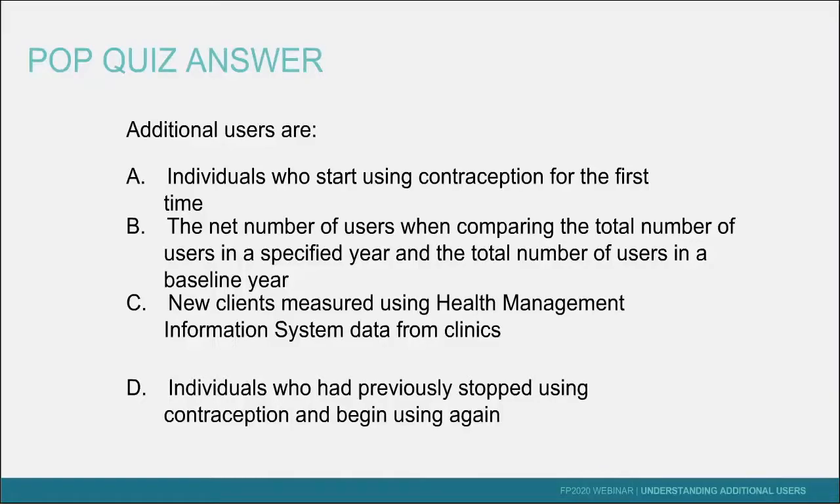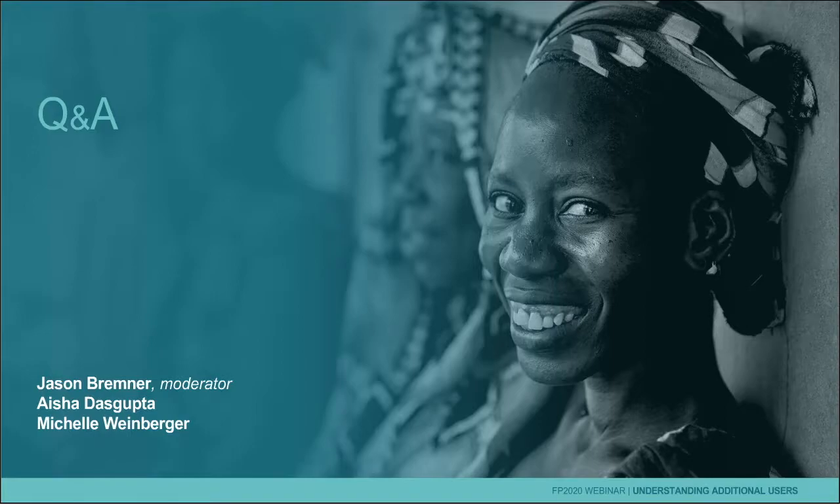Individuals who had previously stopped using contraception and began using again are, depending on when they begin, lapsed users or adopters, and so again, not necessarily the same as additional users. So these concepts are all referring to individuals, A, C, and D, rather than to an aggregate measure as we measure additional users. And I think with that, we actually have some questions on the way that we actually measure additional users. So I think we should answer those questions first.